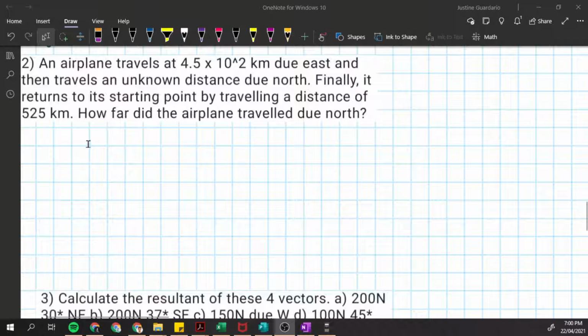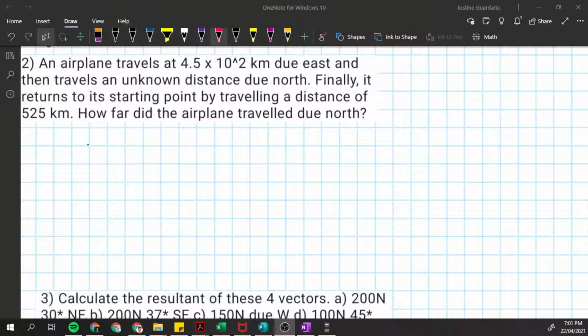So, today we will continue our discussion by answering some sample problems again with regards to vector quantities. For our second problem, an airplane travels 4.5 times 10 squared kilometers due east and then travels an unknown distance due north. Finally, it returns to its starting point by traveling a distance of 525 kilometers. How far did the airplane travel due north?